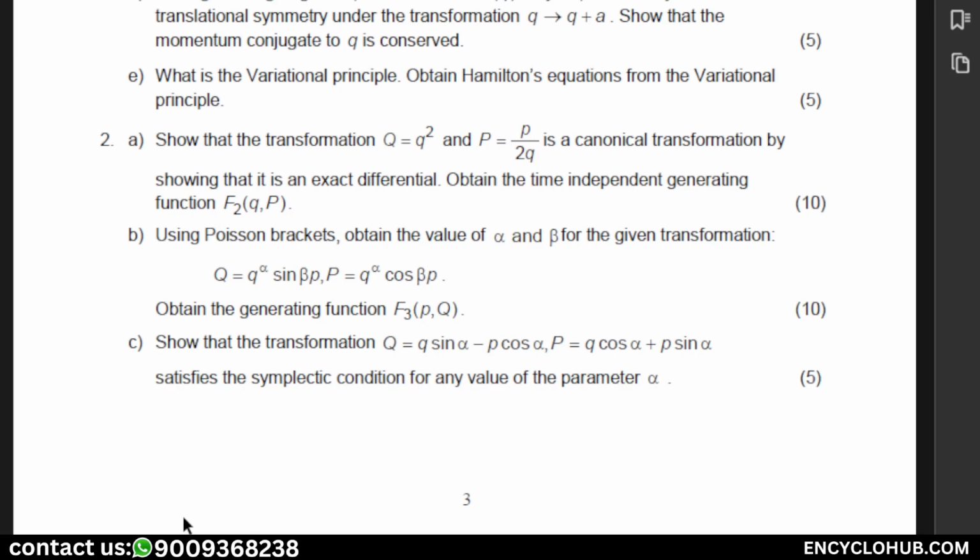So this is question number 2C: show that the transformation Q = Q sin alpha - P cos alpha and P = Q cos alpha + P sin alpha satisfy the symplectic condition for any value of the parameter alpha.